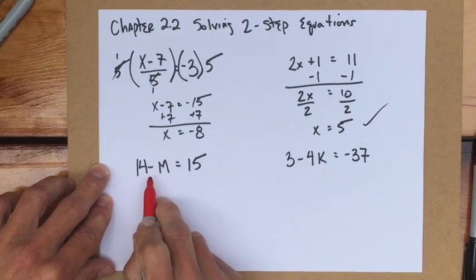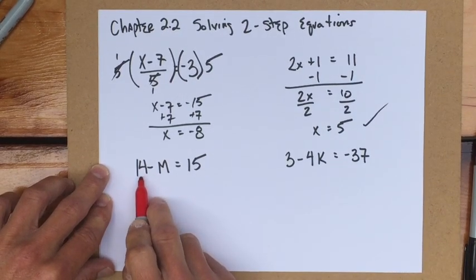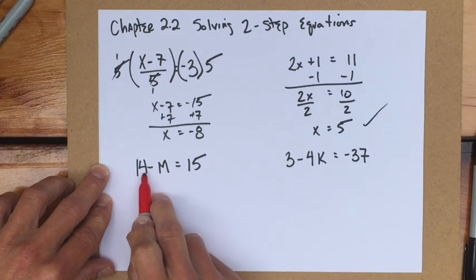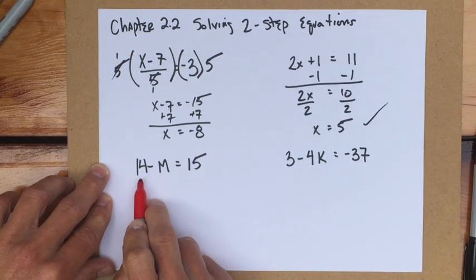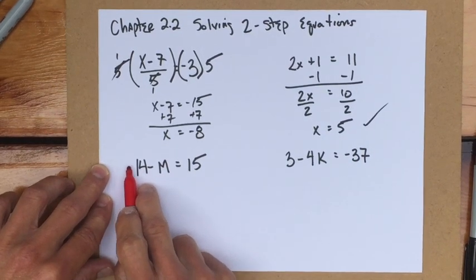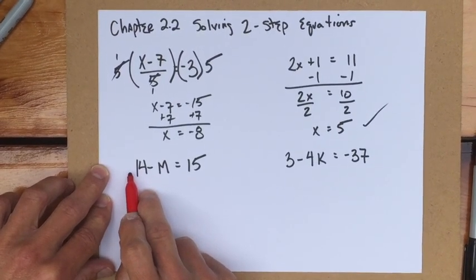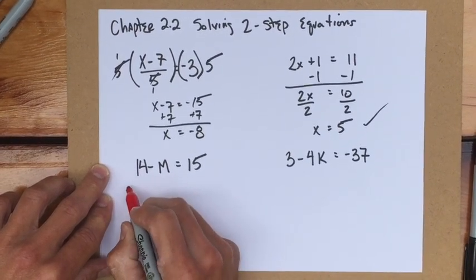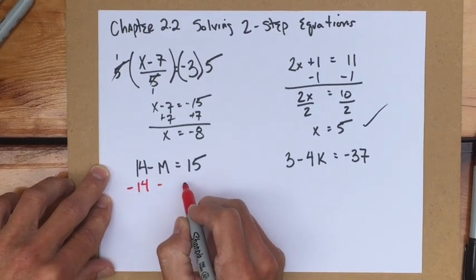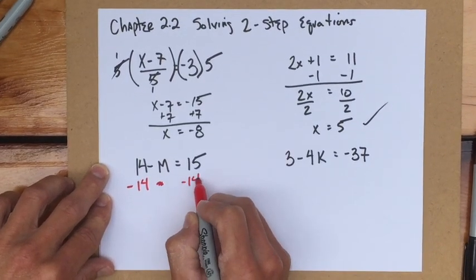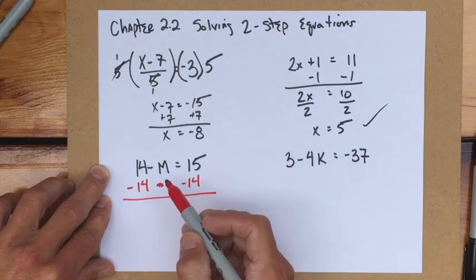Here's why. I want to get rid of the 14, but I don't look at the minus and the 14 together. This 14 is its own thing, and I look at the symbol or lack of symbol in front of the 14 to give me direction. In this case, I don't see anything in front of the 14. That means it's positive. So I'm going to do minus 14 to both sides. Now watch how this plays out.